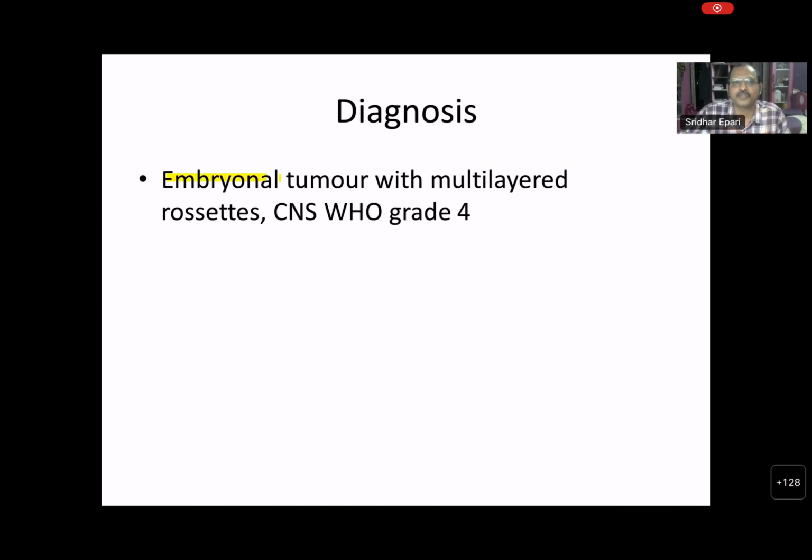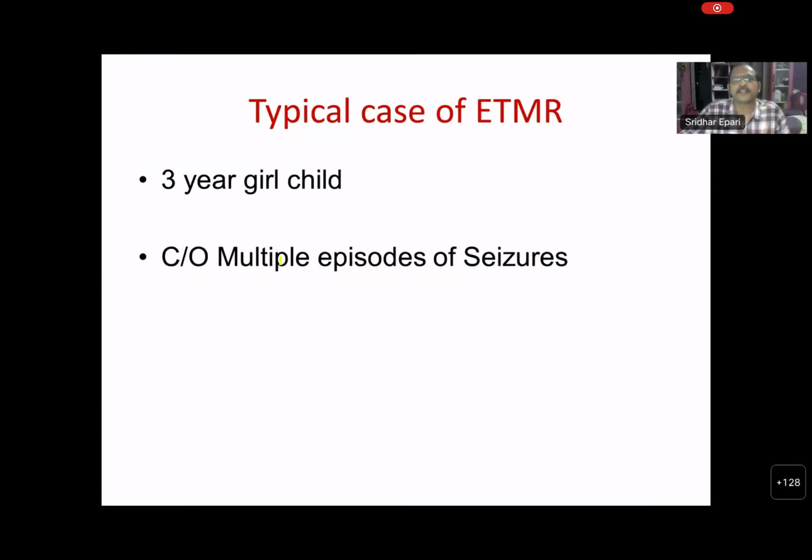When you have this, you can use the diagnosis embryonal tumor with multilayered rosettes. You can put it as NOS, CNS WHO grade 4. If you have FISH, these green dots imply that C19MC is amplified. You can put it as C19MC amplified, and make that an ETMR, CNS grade 4.